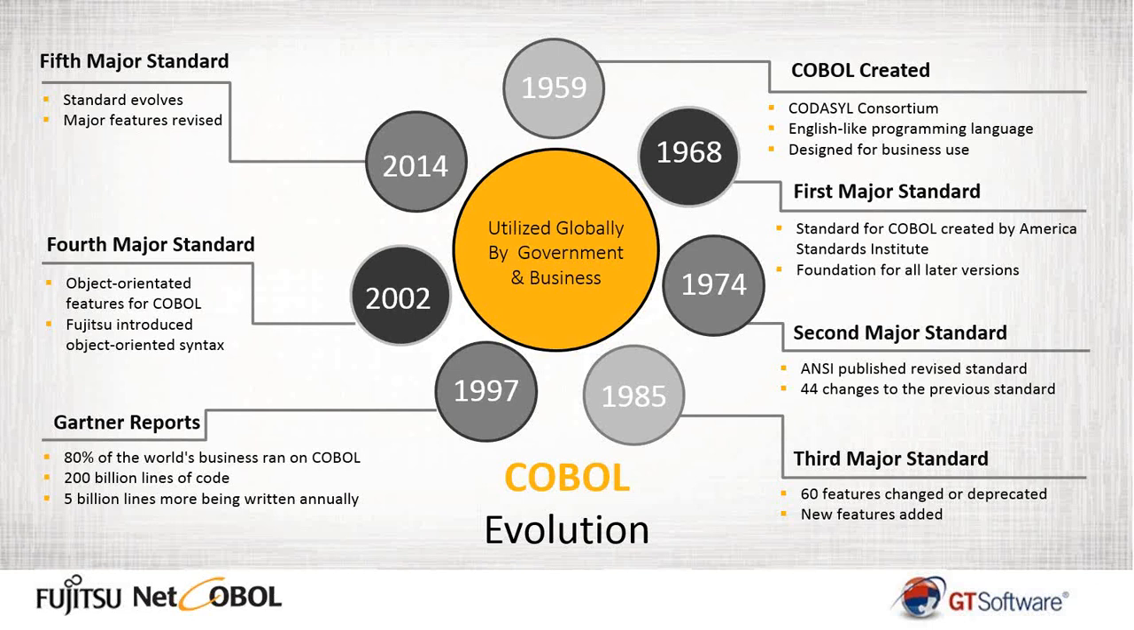Now, I've captured a milestone here I think is pretty important. In 1977, the Gartner Group reported that 80% of the world's businesses ran on COBOL, with over 200 billion lines of COBOL code in production and an additional 5 billion lines of COBOL being written annually. That is an extraordinary milestone. Published in late 2002 is the fourth major revision to the COBOL standard.